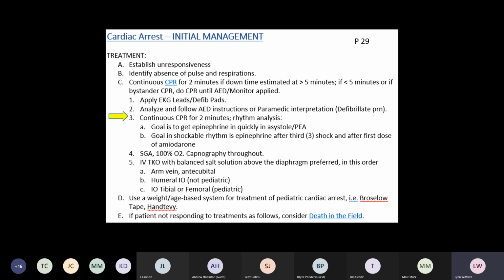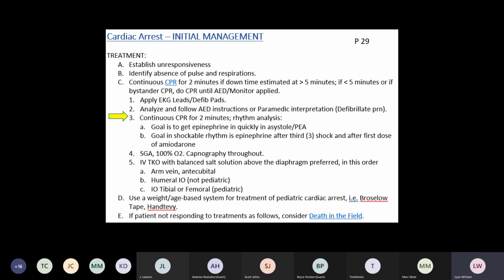All right, so the initial thing, we'll talk first about cardiac arrest. I'm going to be going through and reiterating existing cardiac arrest procedures: established unresponsiveness, absence of pulse and respiration, continuous CPR for 2 minutes if the downtime is estimated to be greater than 5 minutes. If less than 5 minutes, or if bystander CPR, do CPR until the AED and monitor is applied, and then analyze. Apply EKG leads, defib pads, analyze and follow AED or paramedic instruction, continuous CPR for 2 minutes.